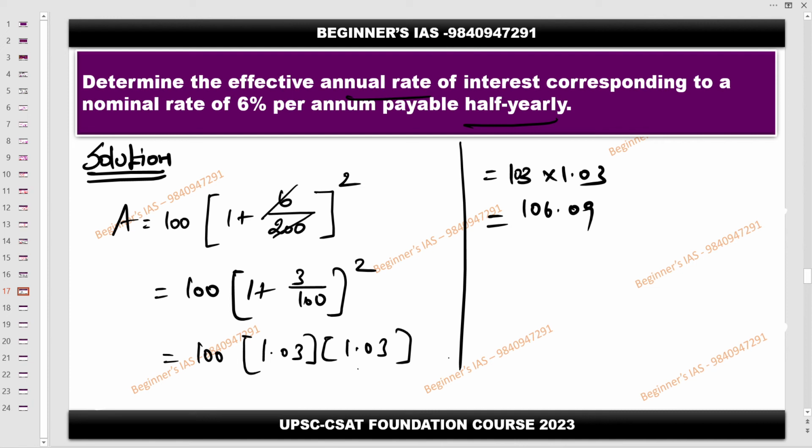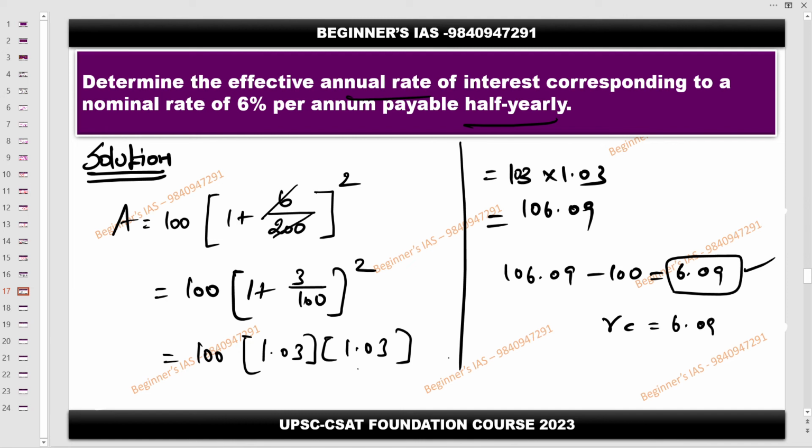So now, 106.09. Initially, what would be the principal? 100. Then subtract these two: 106 minus 100, which is equal to 6.09. So this is the interest amount you are getting. Therefore the effective rate of interest is equal to 6.09%. Okay.